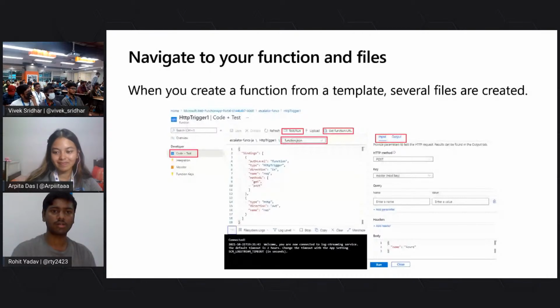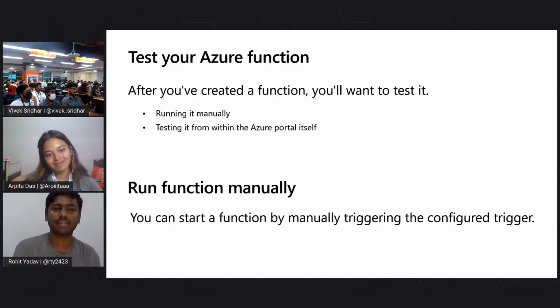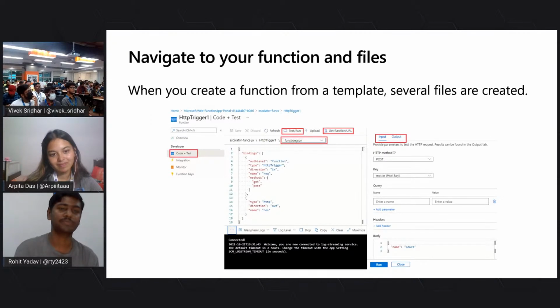So yeah, there are several files that are created when we work on our logic. In this case, we are working with JavaScript as our choice of language. So we have a function.json that is produced, and we have an index.js file that is produced. Depending on the language, these files are changed.